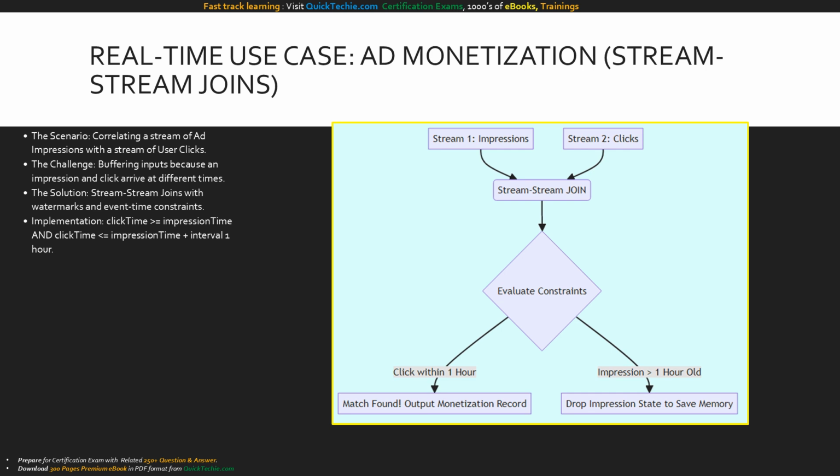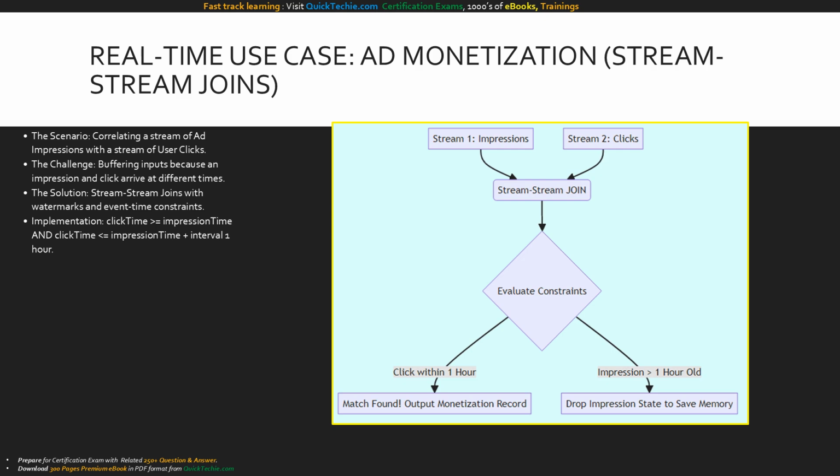To stop state from growing infinitely, we apply 2 constraints. First, we set watermarks on both streams to handle delayed events. Second, we add a strict event time constraint to the join condition. We tell Spark a click must happen between 0 seconds and exactly 1 hour after the impression. With this constraint, Spark knows it can safely drop any impression older than 1 hour from memory, keeping the job blazingly fast while correlating massive streams.